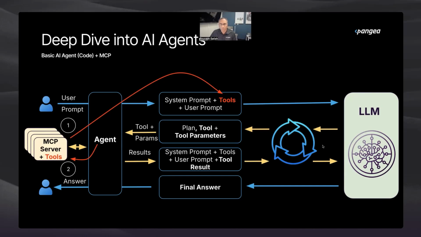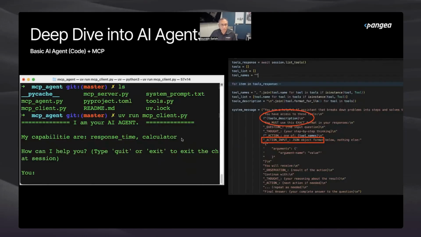So from the interaction of the agent with the LLM, nothing much has changed. Just the agent has become simpler in terms of not having to implement the tools, but just having to interface with the MCP server to retrieve the tools and call the tools.